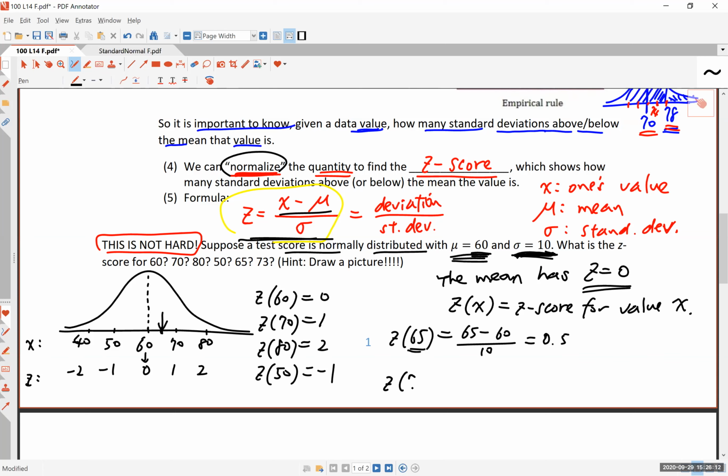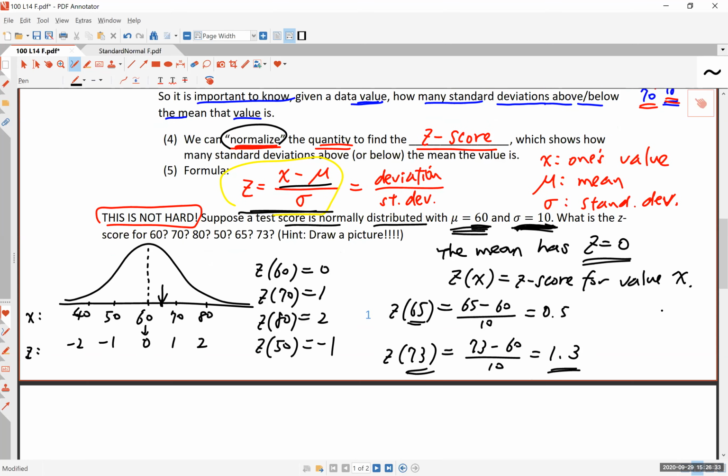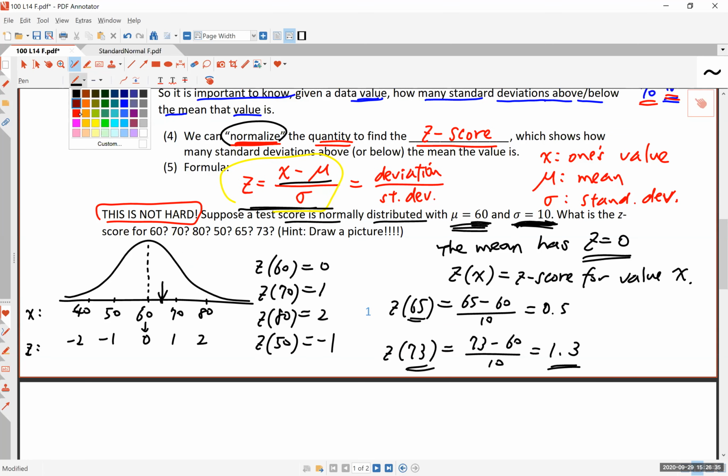If I have a test score like 73, then I can plug this into the formula: 73 minus 60 divided by 10. That's 13 divided by 10, 1.3 is my Z-score. So 1.3 is the Z-score corresponding to the data value of 73. Now you can see that X could have all kinds of numbers, small, large, whatever, but subtracting the mean and dividing by the standard deviation will give you the Z-score, which is standardized, right?